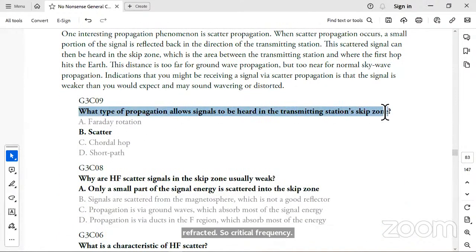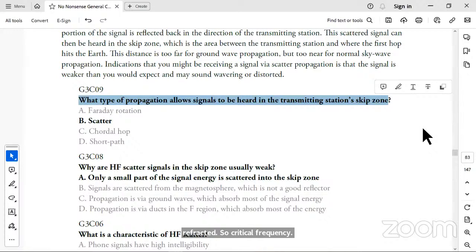What type of propagation allows signals to be heard in a transmitting station's skip zone? So normally when you transmit your signal, it goes via the ground wave and it stops at a point, and it also goes via the sky wave and it's bounced or refracted and dropped several thousand kilometers away. But there's an area called the skip zone where there's no signal going. But we can, in fact, get some signal if there's scatter propagation or backscatter. It's a kind of weak signal, but that's scatter propagation.